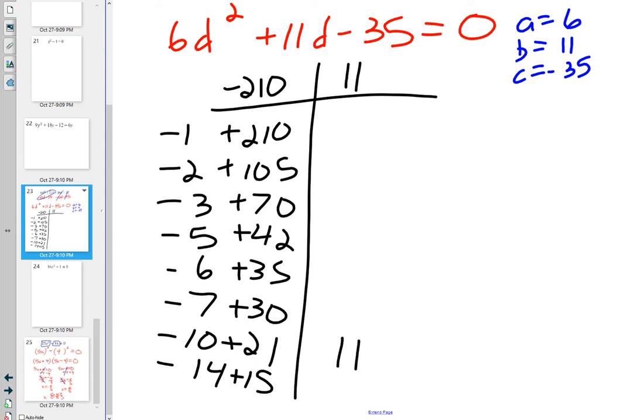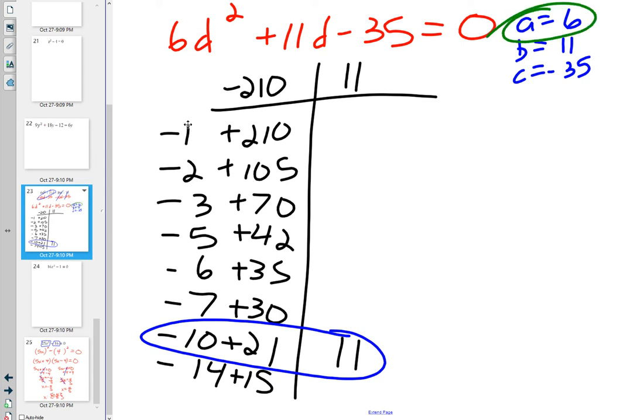Negative 10 plus 21 is indeed 11. Yay, Hiram. But this ugly 6 rears its ugly head again. 76.